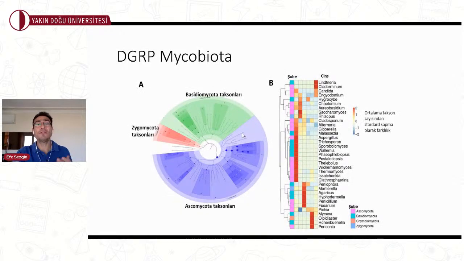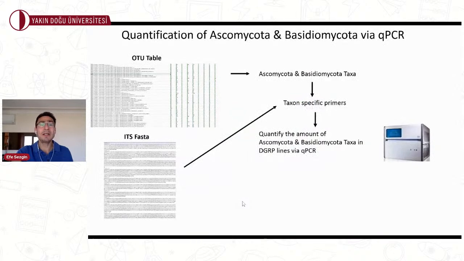Because we are short on money, we were only looking at around 10 DGRP lines. But we observed that there is a microbiome, or let's say fungal microbiota, in these DGRP lines. Ascomycota, Basidiomycota, and Zygomycota were the major taxa. And because we don't have enough money to look at all 120 of the DGRP lines using next-gen sequencing, which is rather expensive, we focused on the major ones, Ascomycota and Basidiomycota, at the taxonomic level.